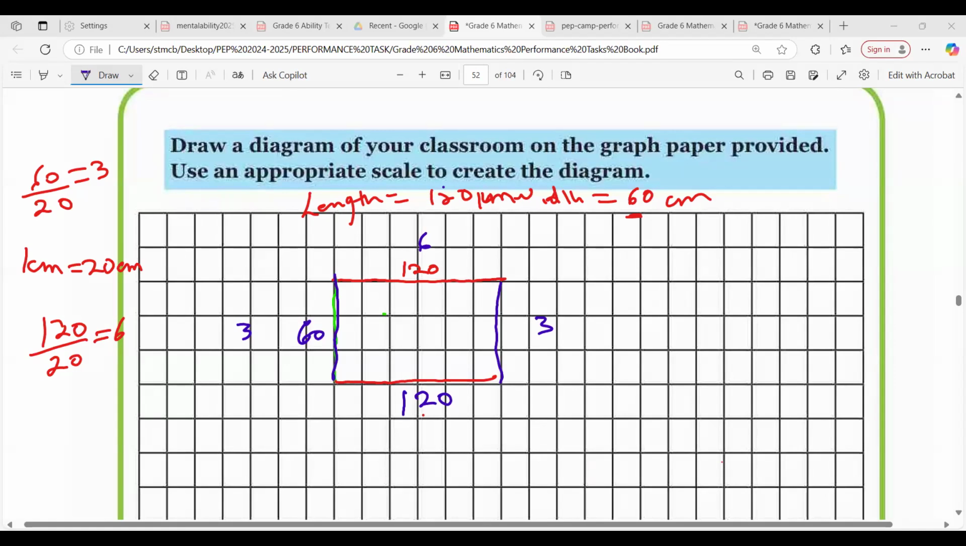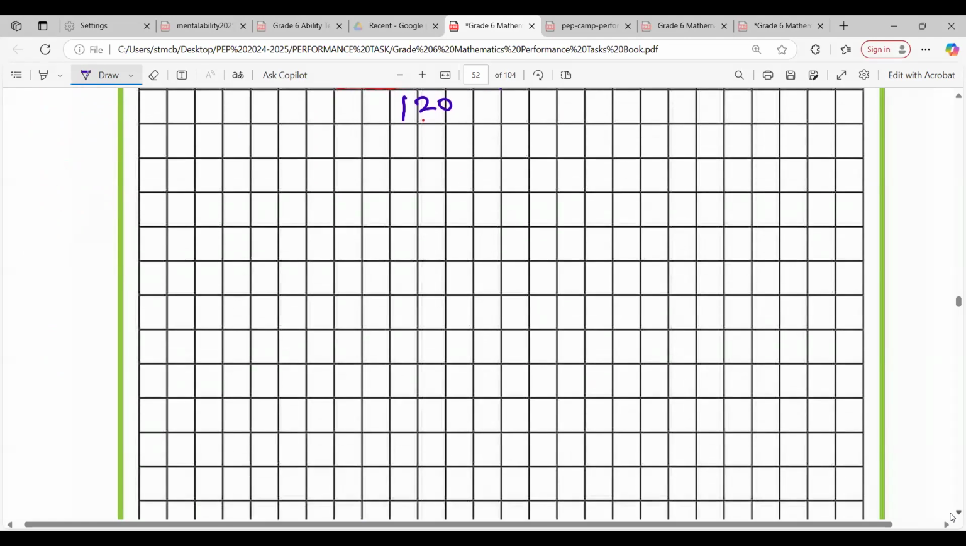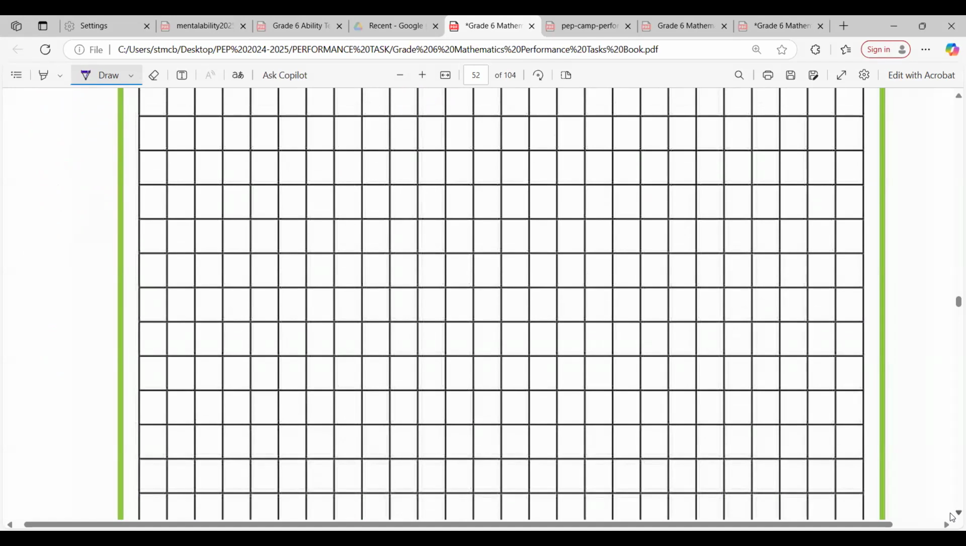Go ahead, Akira. Sir, my measurements are 95 centimeters and 85. All right. But guess what, Akira? We are working with this measurement. The length should be 120 and the width 60. I want you to choose a different scale that you could have used to represent your classroom, different from the 1 centimeter represents 6. Think you're up for that task?